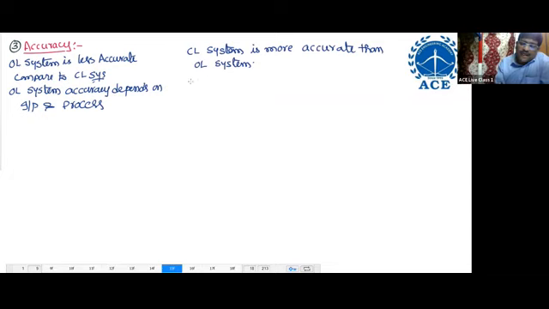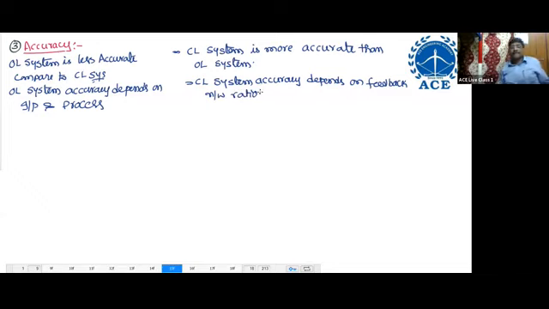Closed loop system accuracy depends on, if somebody asks, does it depend on any parameter, then you can say H of S. Closed loop system accuracy depends on feedback network ratio. Okay. Next, 3 differences completed.